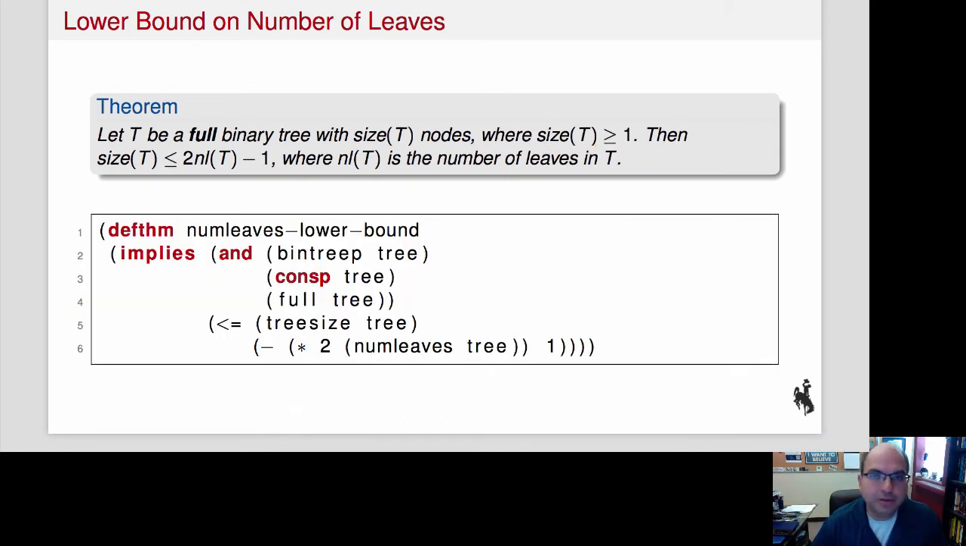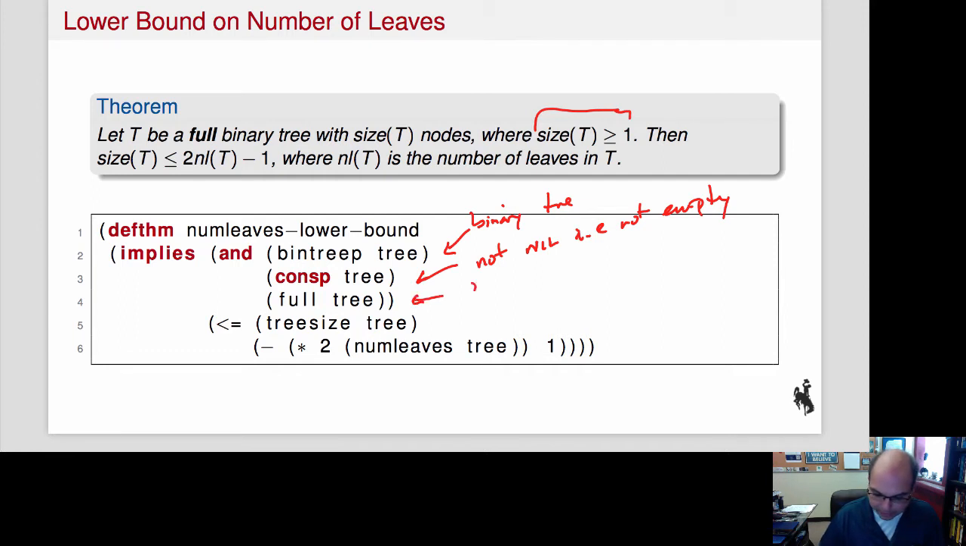Now, as before, it turns out that ACL2 can prove this theorem by itself. So here's the statement of the theorem. I have three hypotheses. We're actually talking about a binary tree, so this is binary. And cons tree, what that means is that it is not nil, i.e. it is not empty. And so that's similar or equivalent to this restriction.